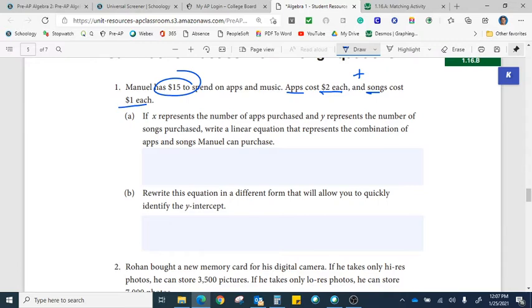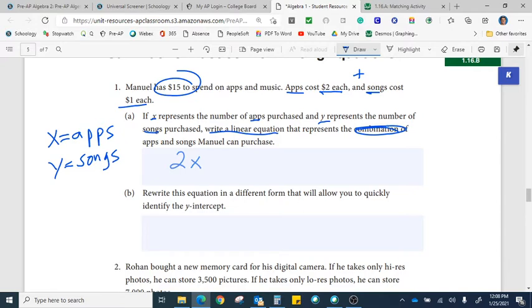Okay, so if x, and we'll write this over on the side here, we could say x equals the number of apps purchased. So x equals apps, and y equals songs. Write a linear equation that represents the combination, so we're going to have some addition, combination of apps and songs Manuel can purchase. The apps connect with the $2 each, so 2 times each app, apps are represented by x, so 2x.